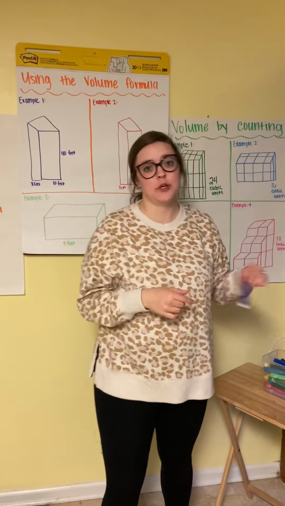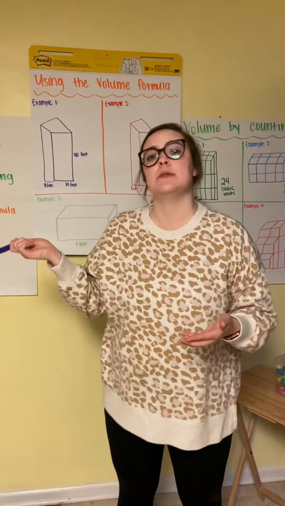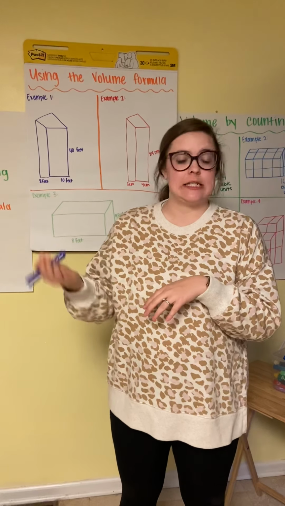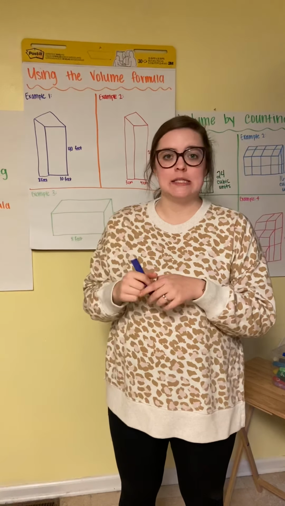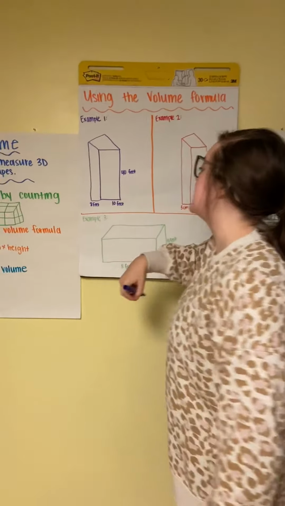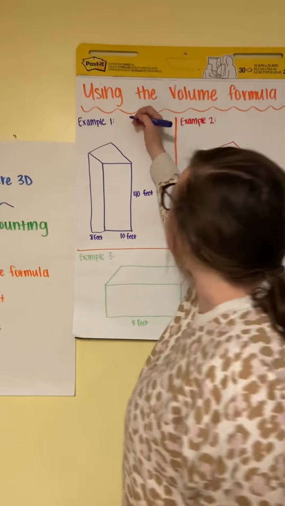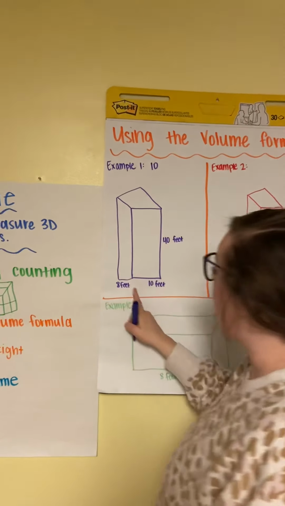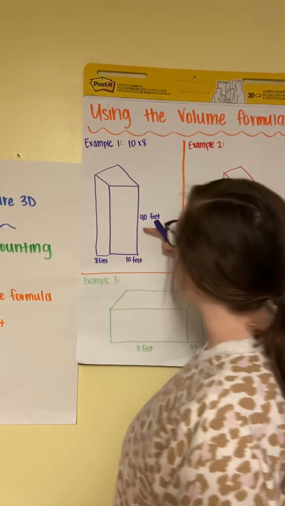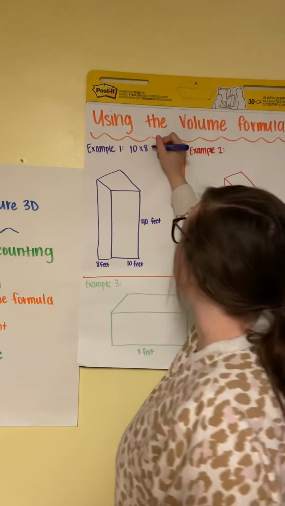There's going to be times when you may have to draw a box. That's what I'm going to use today if I have multiple digits in my numbers, is that box method. If you're a standard algorithm person, awesome. That's how you solve it. So let's start with example 1. I have a length of 10 feet. I have a width of 8 feet, and I have a height of 40 feet.